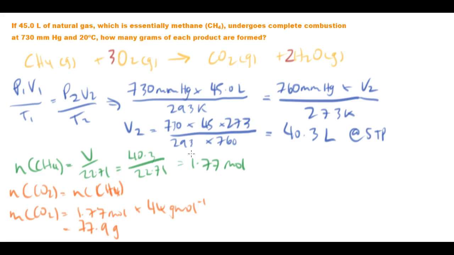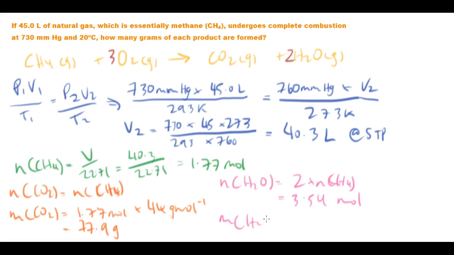Now let's find out the number of moles of our water vapor. It is twice the number of moles of our methane, CH4, because over here 1 is to 2, so it's twice. Let's just quickly calculate it. That's about 3.54, so 3.54 mole.